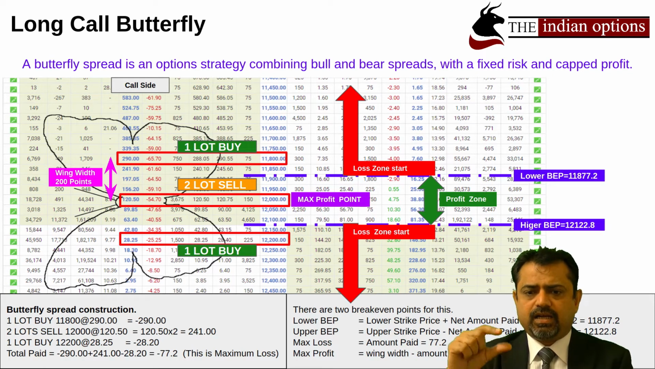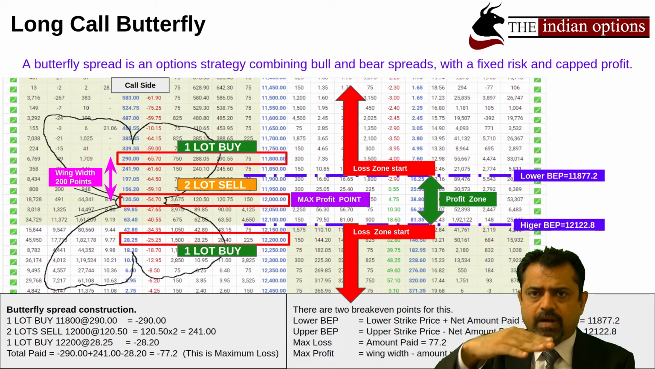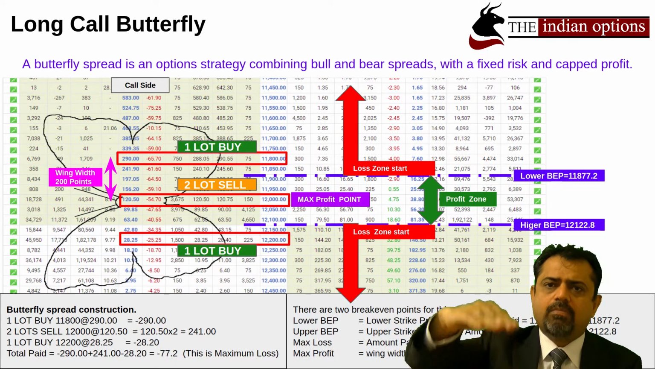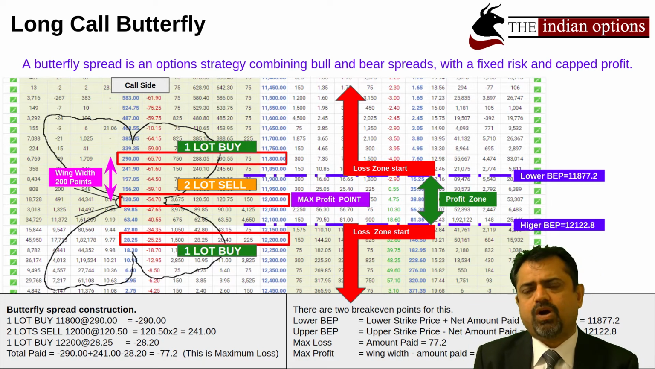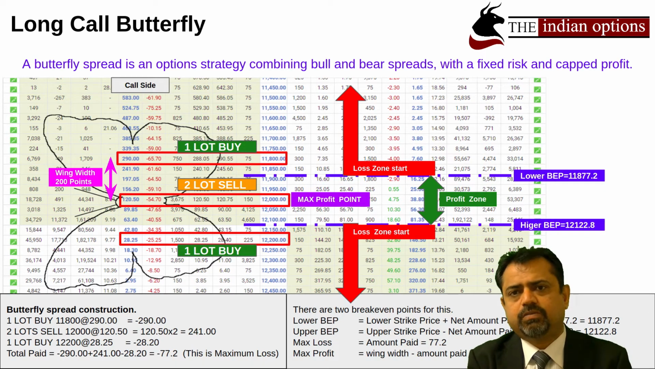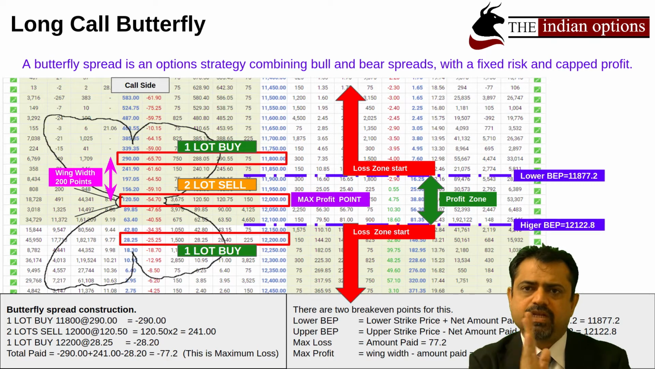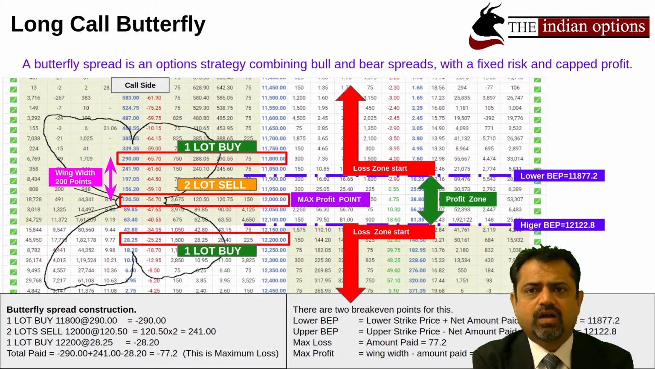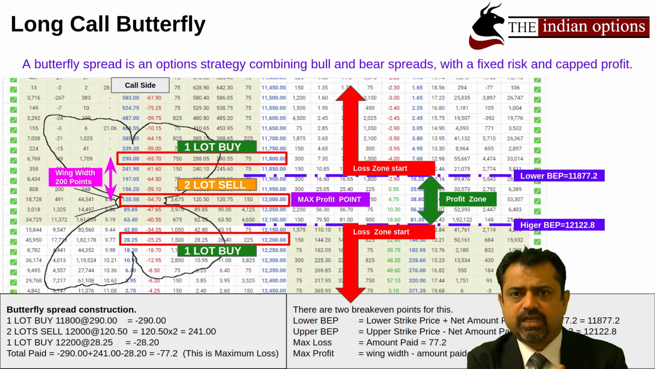Okay, and once the market starts to go above or below the break-even points, you are going to start incurring a loss, but the maximum loss that you are going to incur is whatever money you have paid, that is 77.2. Now I hope you understand what I'm trying to explain here. If you didn't understand, please rewind this video again for 10 minutes or so, and then please repeat it.